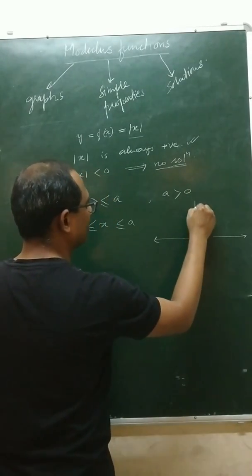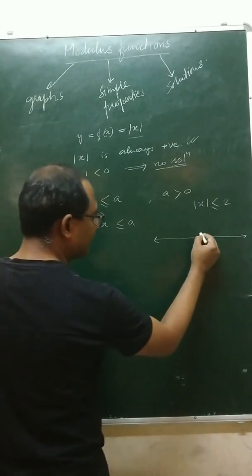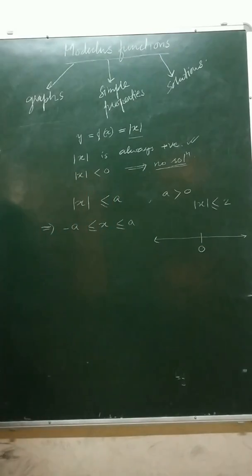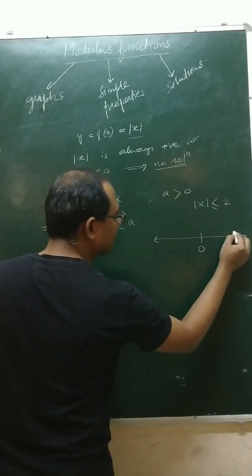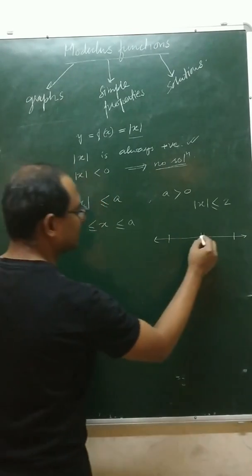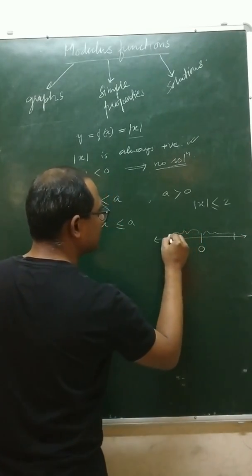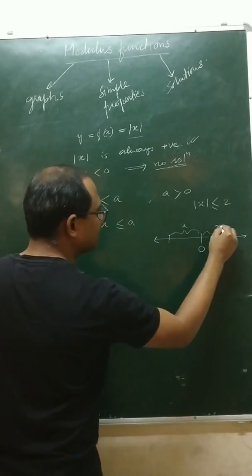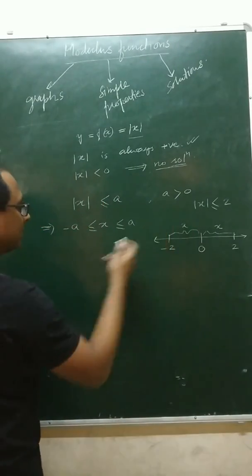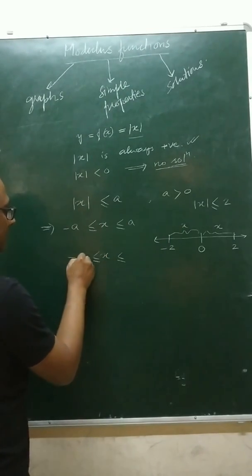Suppose we have to find out modulus of x less than or equal to 2. So all we are looking for is the number of points which are at a distance either 2 or less from the origin. These are the numbers which are represented by x. So minus 2 and 2. So again it is saying the same thing, x will be lying between minus 2 and 2.